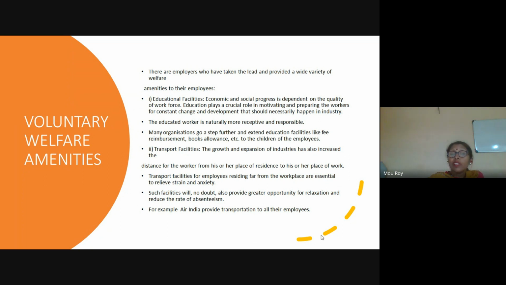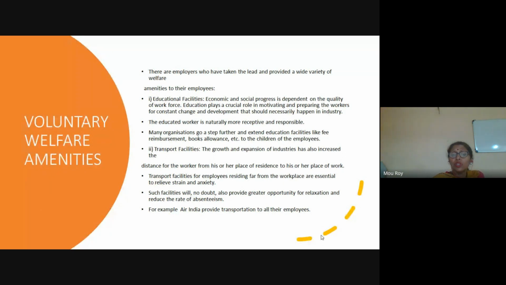Then you also have the transport facilities for their children going to schools and colleges. The company has school buses for transport of their children to the schools or colleges. They are being charged, but at a very nominal rate. So these facilities are being provided. It is not only to the employees, what I mean to say, this is also to the families of the employees. So that is all voluntary welfare amenities, you can see.